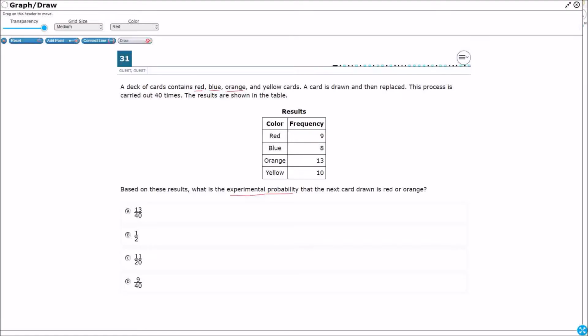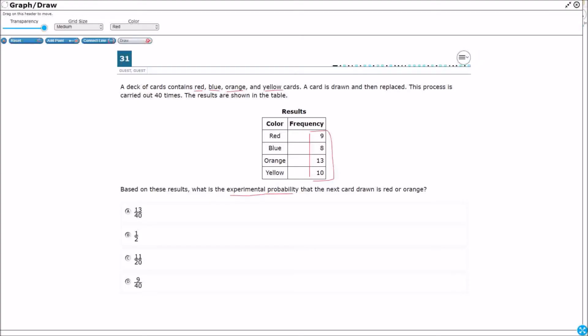Is it four equal sets of 10, 10, 10, and 10? Possibly, but that would be theoretical probability. Experimental probability is what actually happens when you do the experiment in the real world. You pull out a card and then you replace it 40 times. And as you can see, they didn't pull out the cards evenly, right? Orange was pulled out the most, blue was pulled out the least. So that's the difference between experimental probability, what actually happens, and theoretical probability, what should happen.